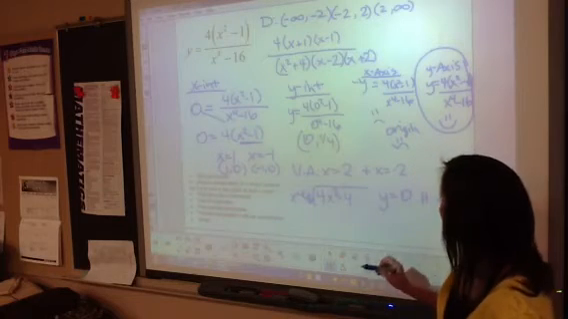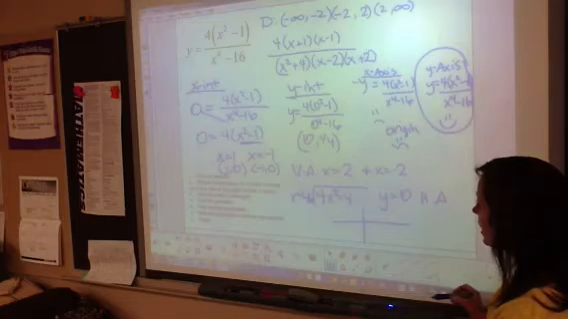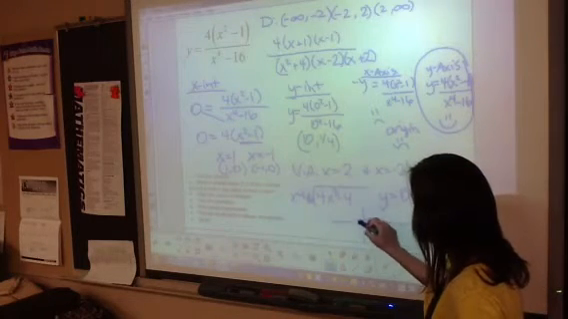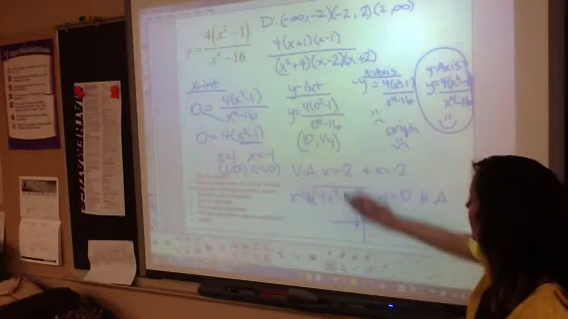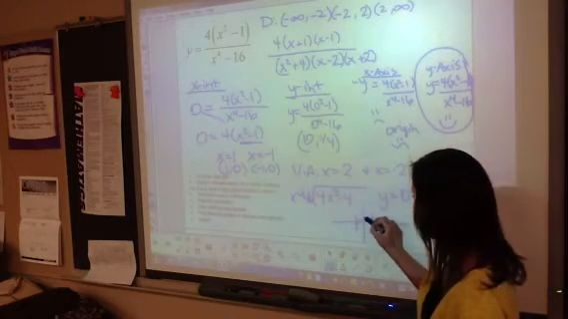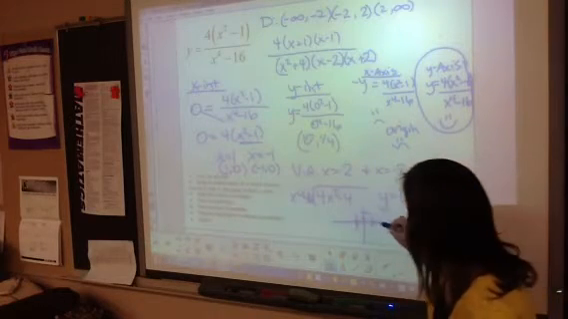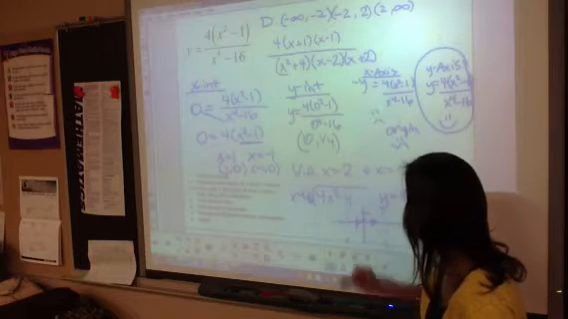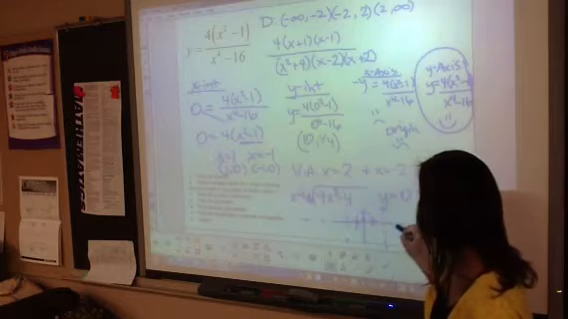So we're going to graph. If we graph this, we are going to plot our intercepts. So we have an intercept at 1, 0 and negative 1, 0. We have an intercept here at 0, 1/4. And then we have a vertical asymptote at x equals 2 and x equals negative 2. We also have a horizontal asymptote on our axis.